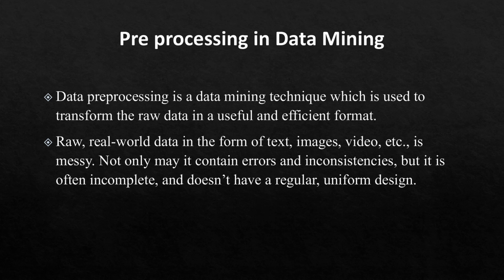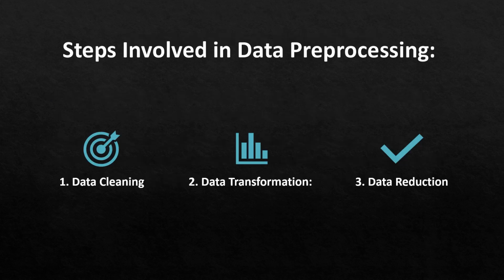Raw or real data in the form of text, images, videos, etc. is messy. Not only may it contain errors or inconsistencies, but it is often incomplete and does not have a regular or uniform design. There are three main steps in data preprocessing. They are data cleaning, data transformation, and data reduction.